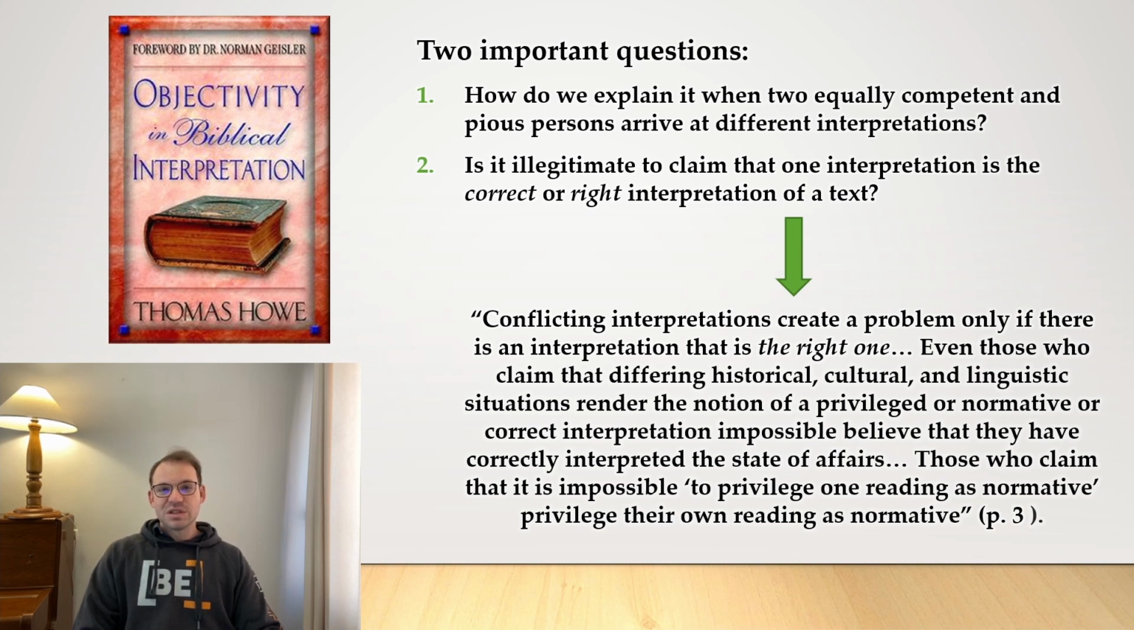So it becomes a self-defeating claim to say that objectivity is impossible, whether it's motivated by the idea that we all come from different backgrounds and have our own different worldviews, or whether it's motivated by some other reason. It becomes self-defeating because it's presented as an objective interpretation of the state of affairs. And moreover, the first sentence of this quote: conflicting interpretations create a problem only if there is an interpretation that is the right one.